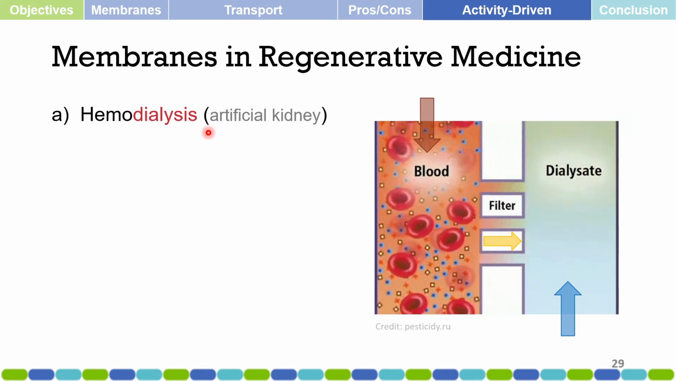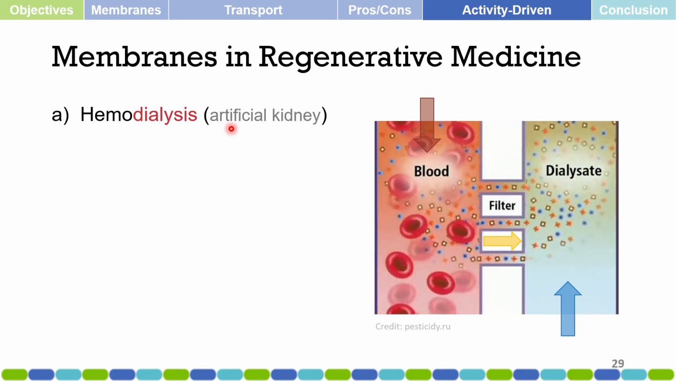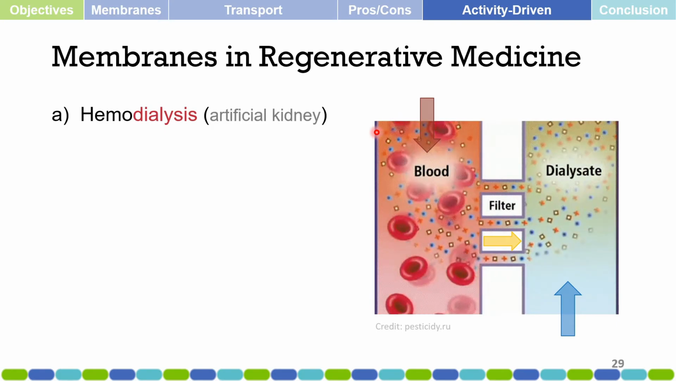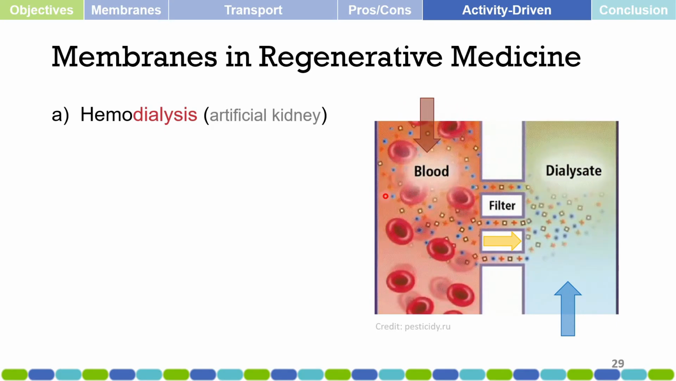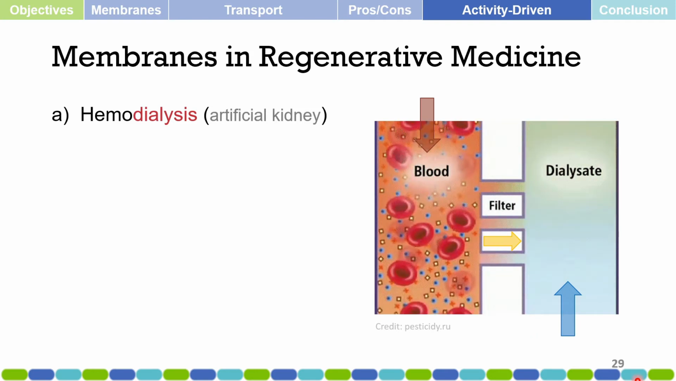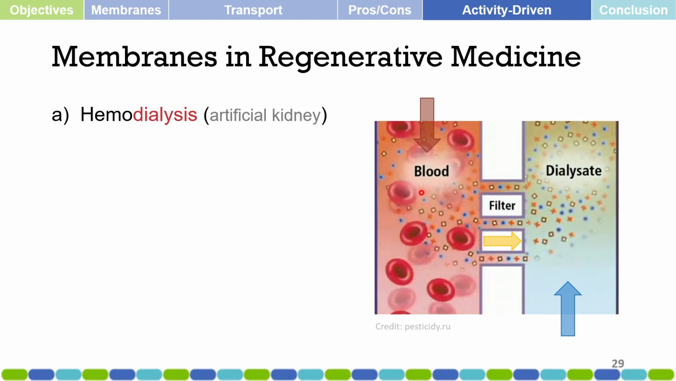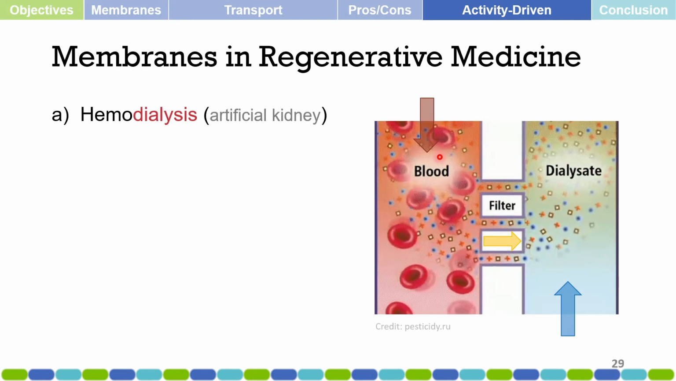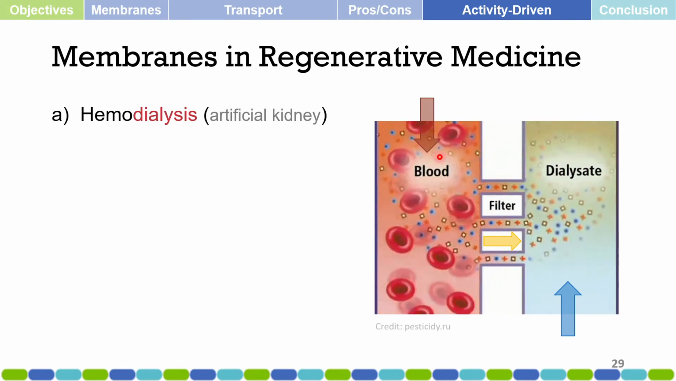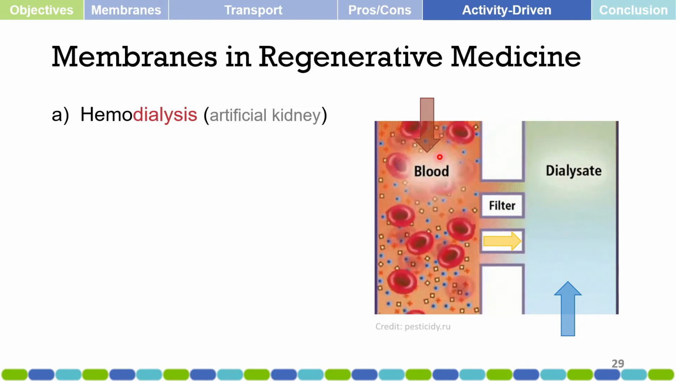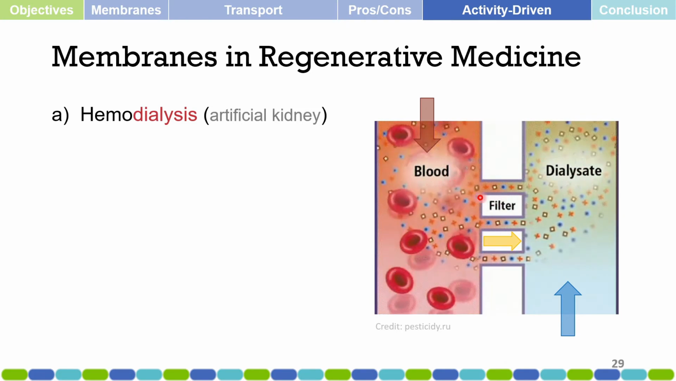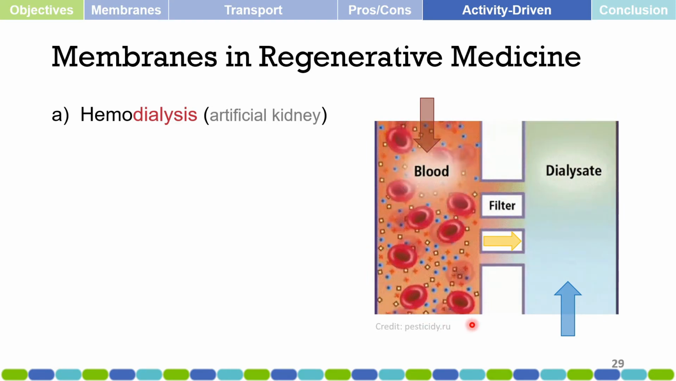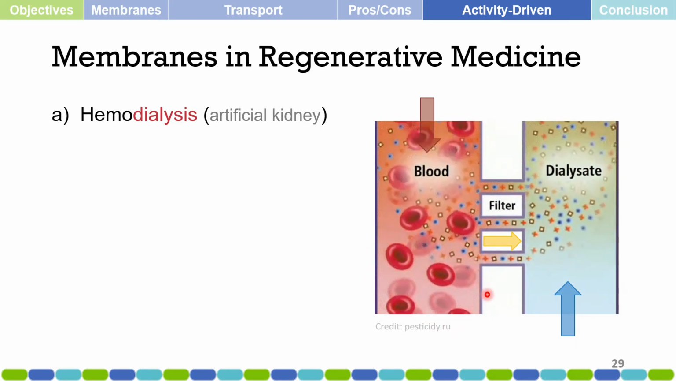The hemodialysis process, or the artificial kidney, is a membrane contactor process in which there are two feed streams, the blood and the dialysis feed stream. Through the membrane filter, the contaminants and metabolites from the blood are transported into the dialysate so that you're able to perform the functions of a kidney.